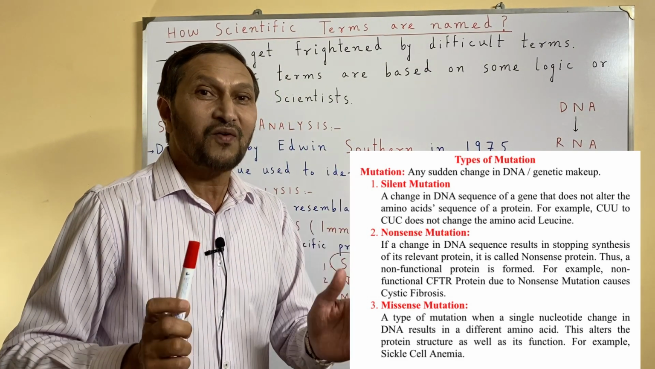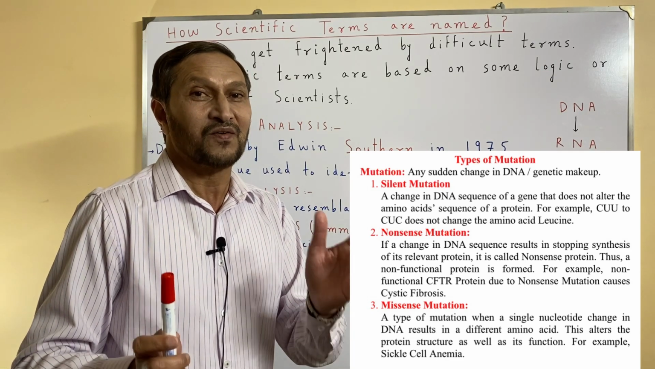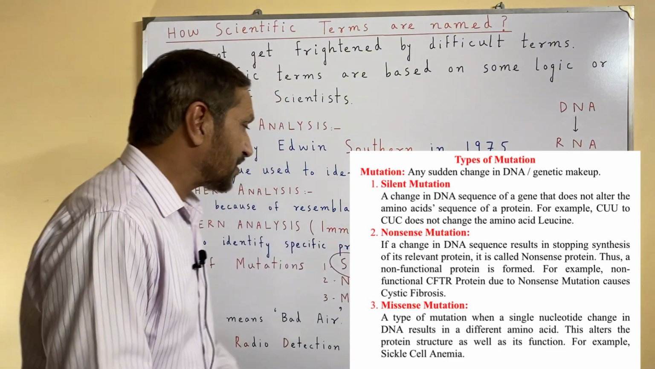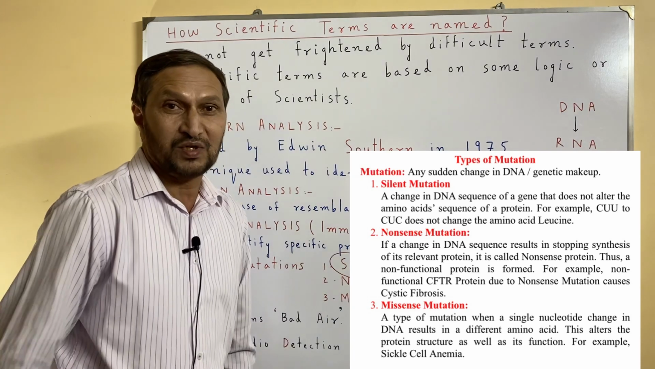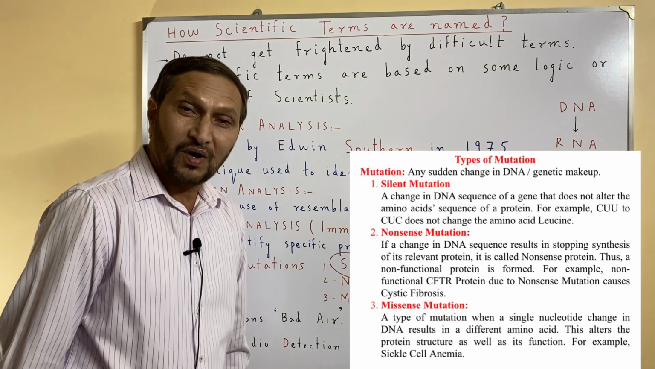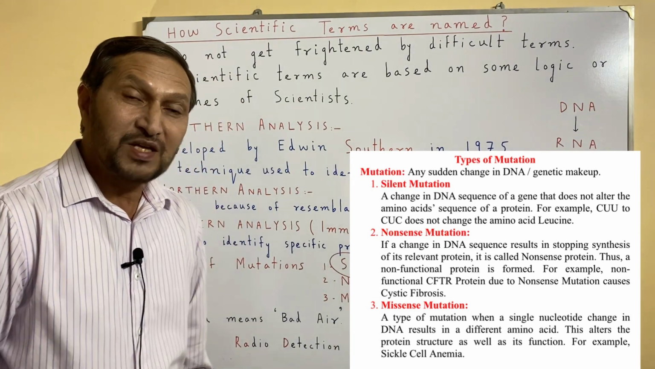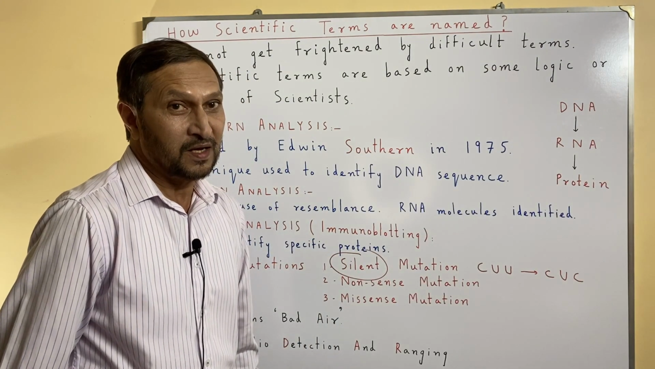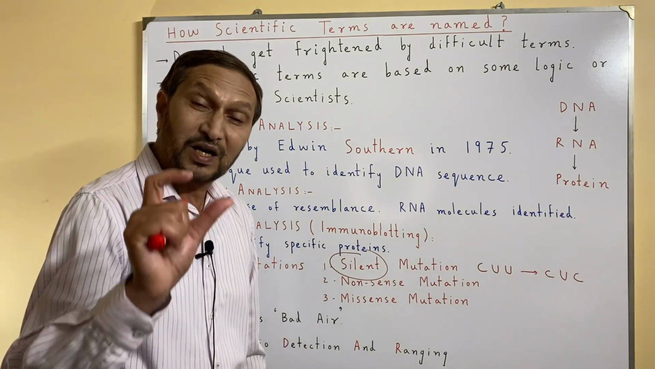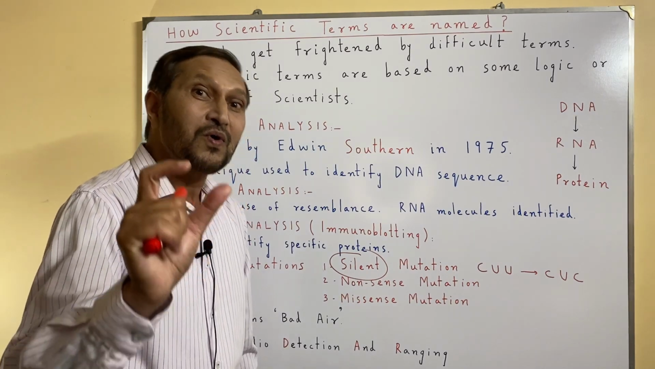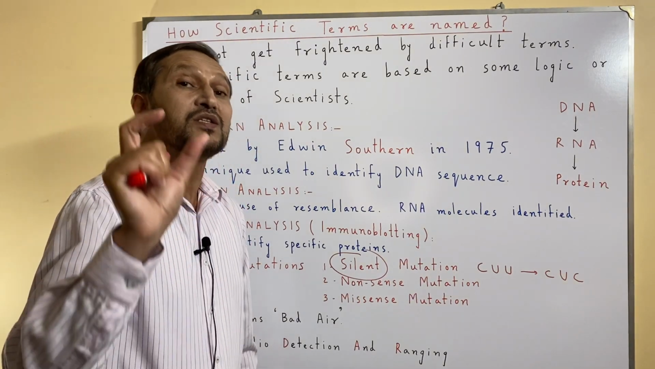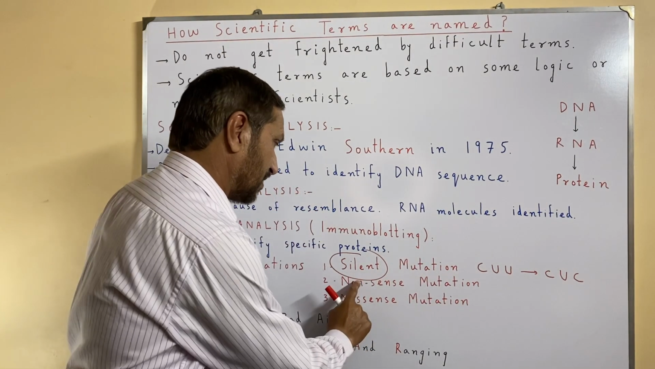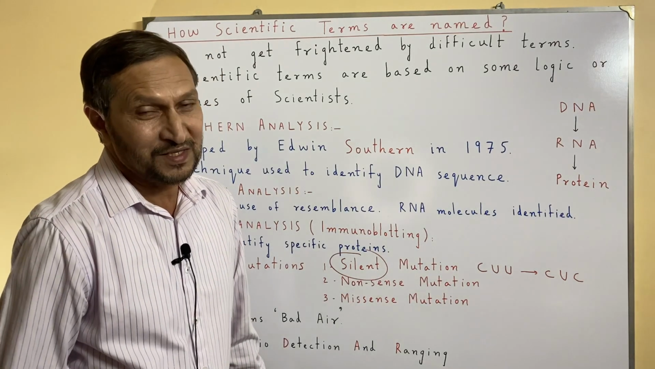And when a non-functional protein is formed, it means nonsense mutation, because the message is not understood properly. And when the message is not understood, the protein synthesis is stopped. Therefore, it is named nonsense mutation.